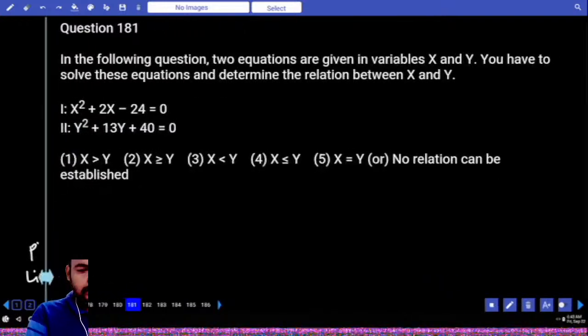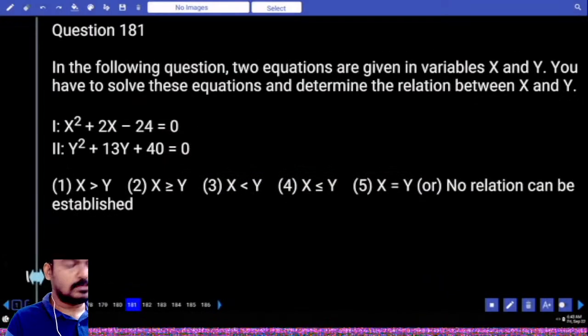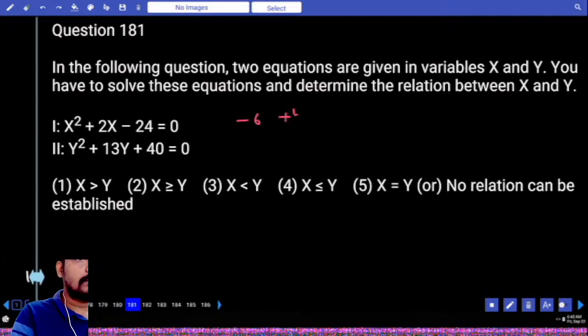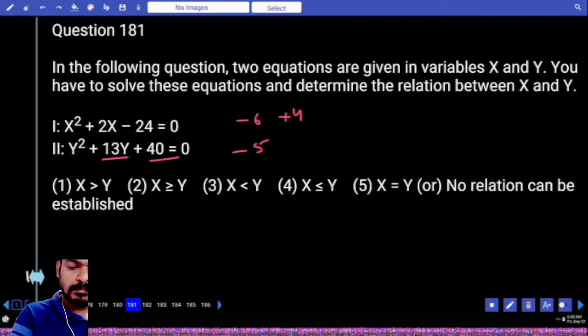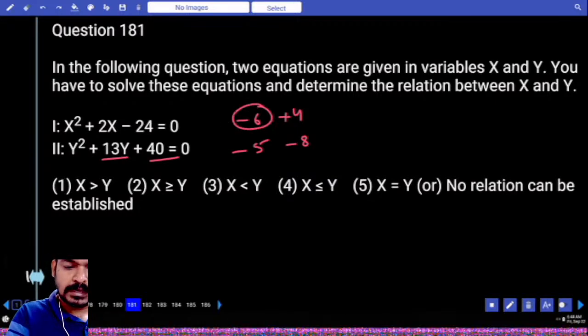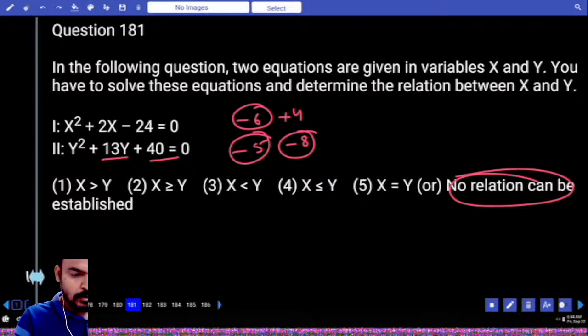181. What is the first one product? 24. Sum is how much? 2. What are the roots we write? -6 plus 4. Second one product 40, sum is 13. -5, -8. Negative 6 compared to -5 and -8. Plus 4 compared to them: -6 compared to -5, less than. -6 compared to -8, greater. Opposite symbols means no relation.